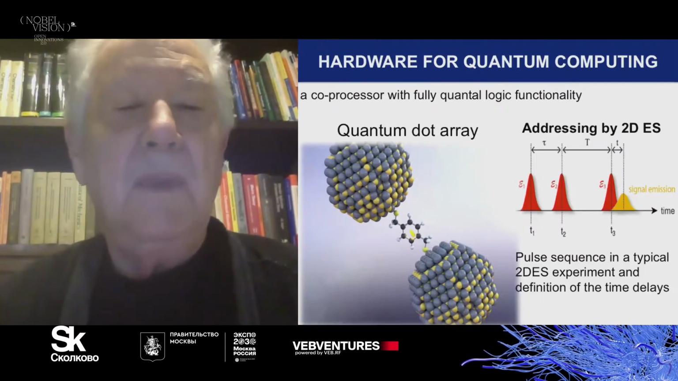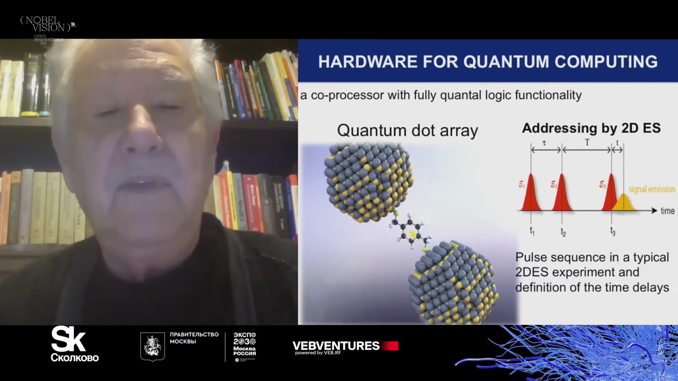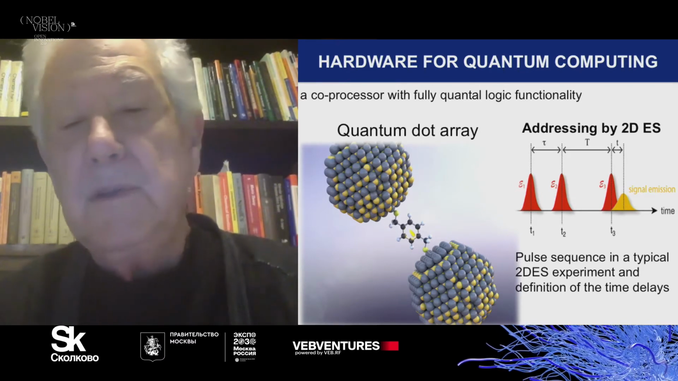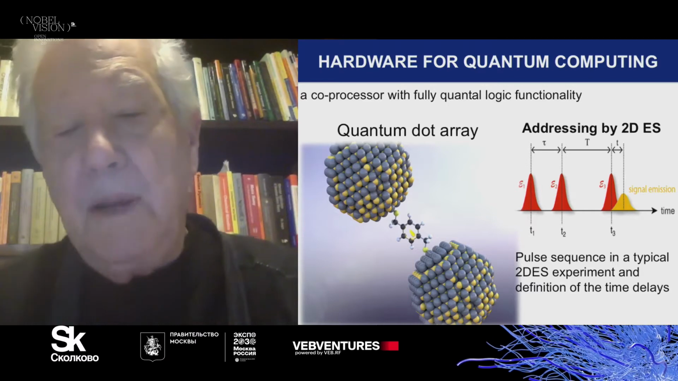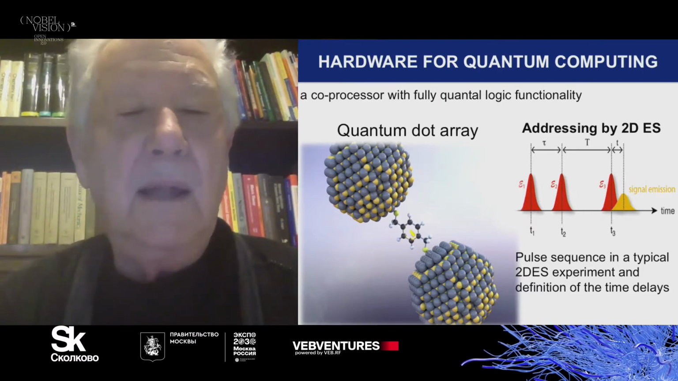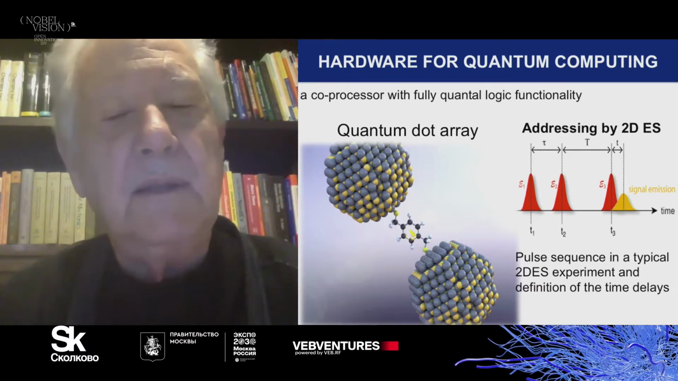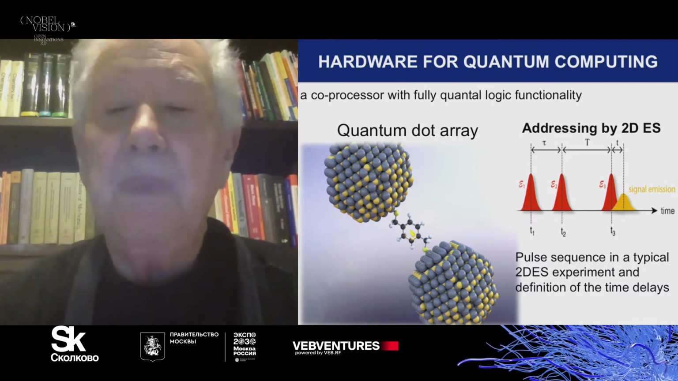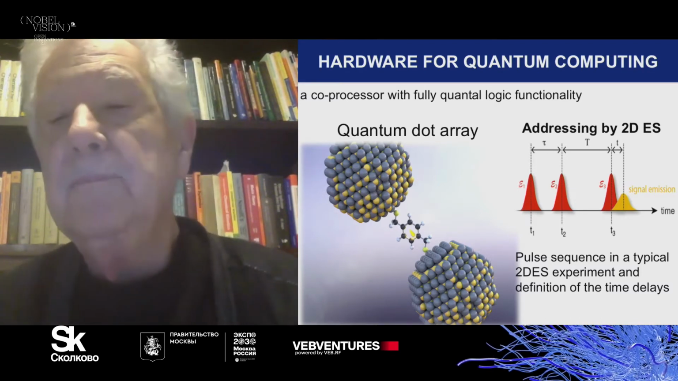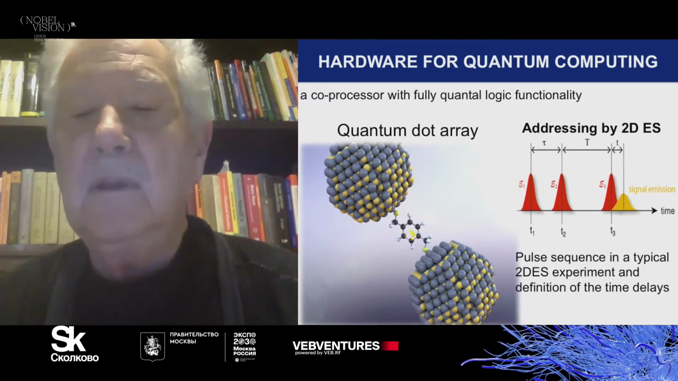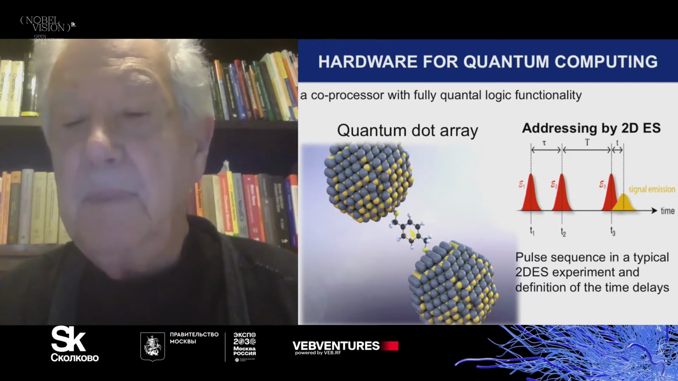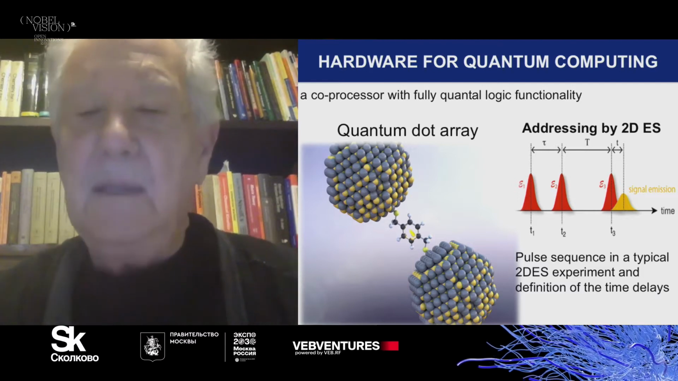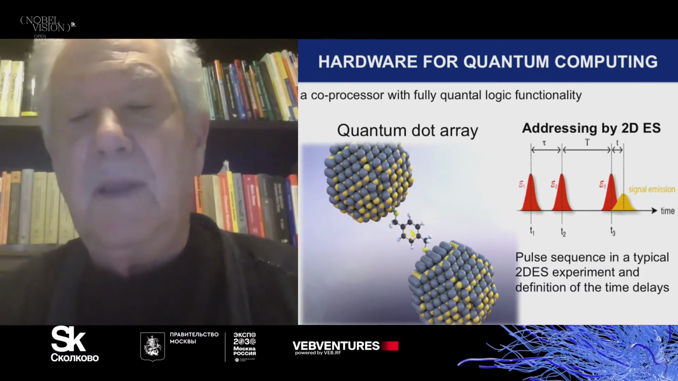How do we do it? A more qualitative description is that we take semiconducting quantum dots. Typically, we operate with dimers of the quantum dots, as shown, colloidal semiconducting quantum dots. We take an array of such systems, and we address the array by a sequence of ultra-short laser pulses. The pulses are very near to one another in time, and they are even very short, so they don't overlap.